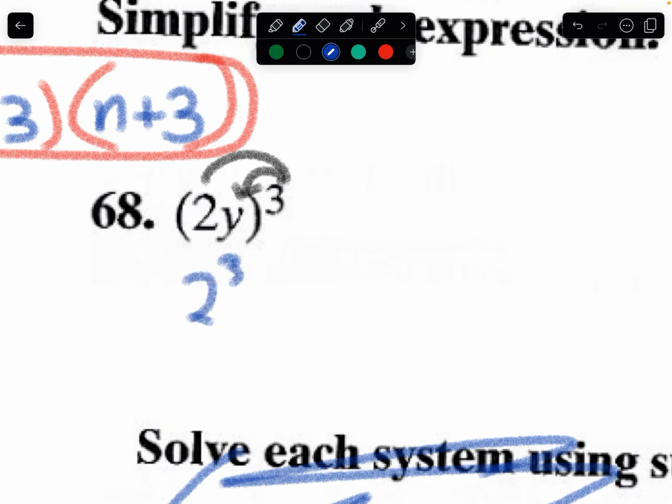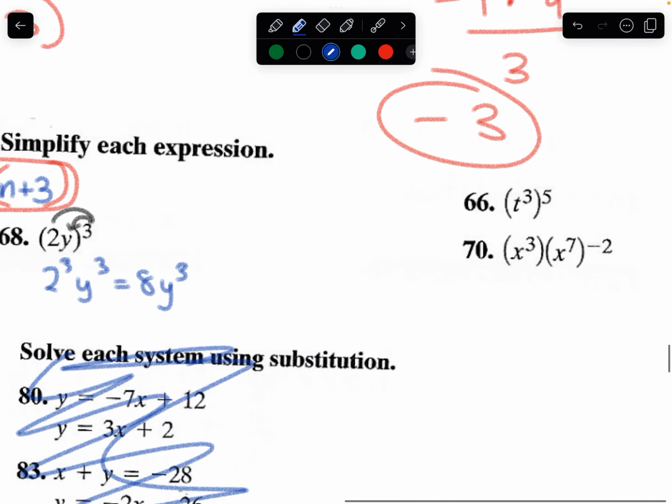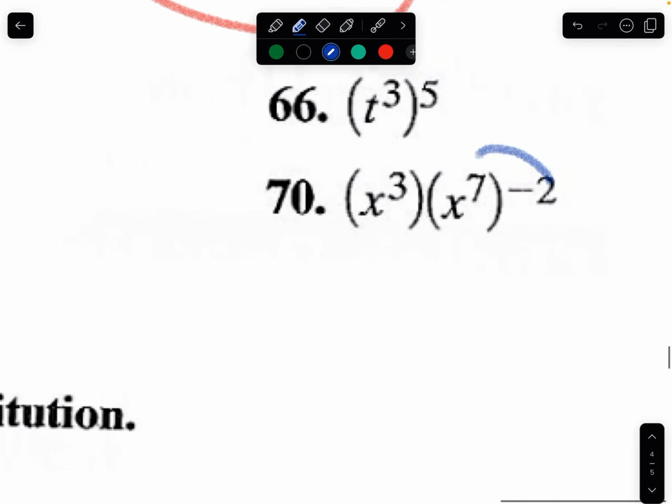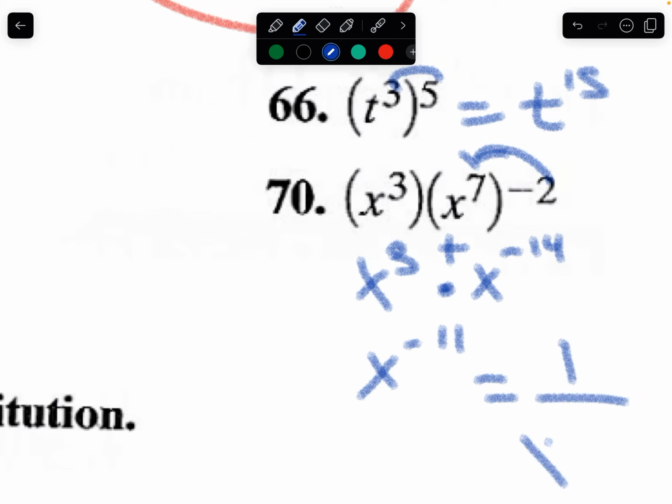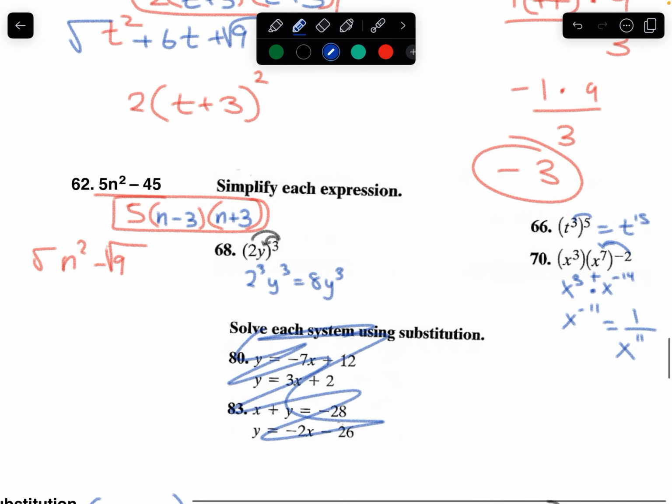That's 2 to the 3rd, y to the 3rd, 8y cubed. Okay, make sure you distribute first. Distribute, that's t to the 15th. That's x to the 3rd times x to the -14th. Add them together, you get x to the -11. Kick it to the bottom. 1 over x to the 11th power. Make sure you know how to do them. Okay?